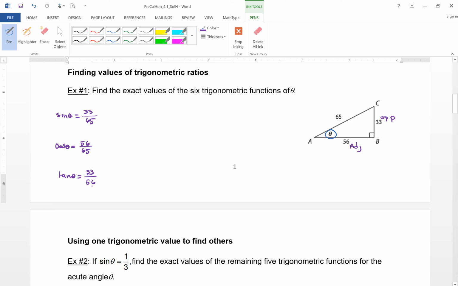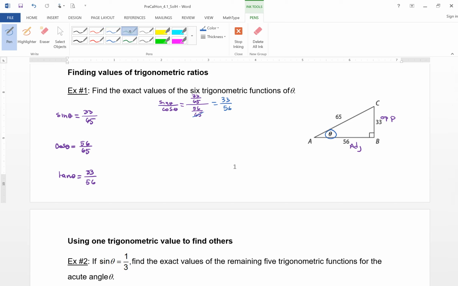And if you just explore for a tiny little fraction, if you take sine of theta over cosine of theta, what is that? That's 33 over 65 divided by 56 over 65. The 65s cancel, and you just get 33 over 56, which is tangent. So sine over cosine is tangent because they're both being divided by the same number.